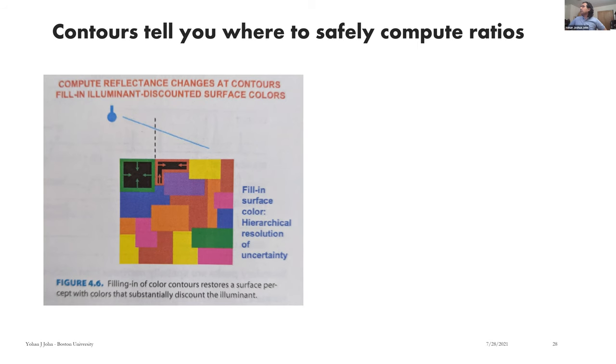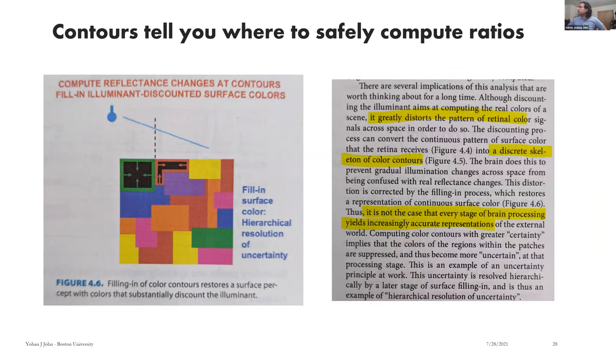So contours tell you where to safely compute ratios. And here, I think Steve is not clear on whether he wants to say that what's computed is what we see or not, because we do see changes in illumination, as I keep saying, but part of this process greatly distorts the pattern of retinal color from one perspective, because we're not actually having a representation of the actual light pattern. So we create instead this discrete skeletal representation of the color contours. Thus, it is not the case that every stage of brain processing yields increasingly accurate representations, not necessarily. And this leads into the point he likes to make about hierarchical resolution of uncertainty. So the processing at one step might actually lead to problems that need to be dealt with later.